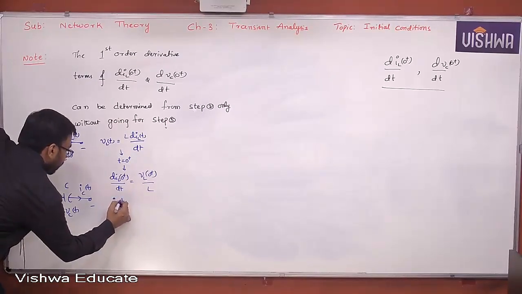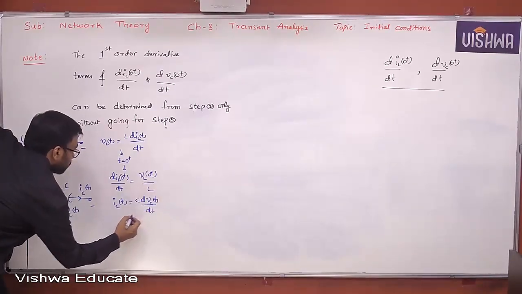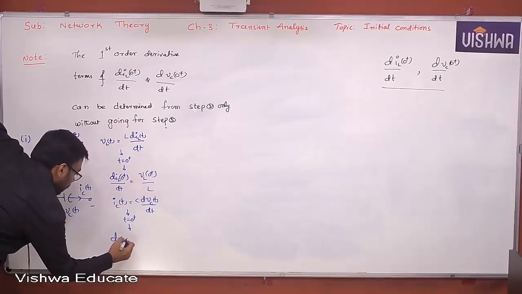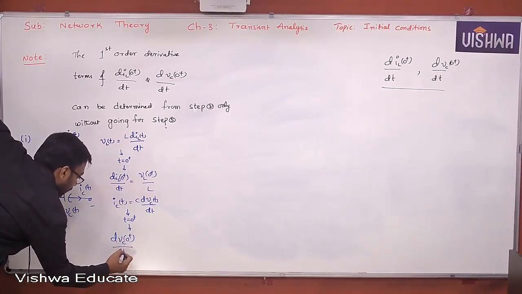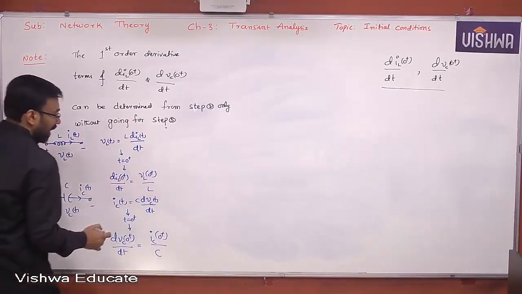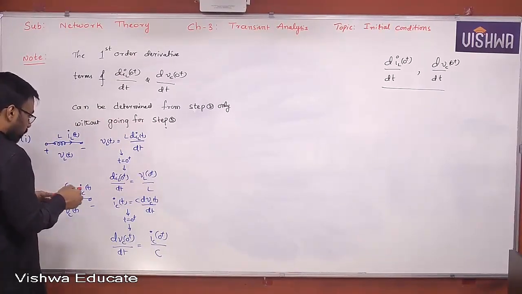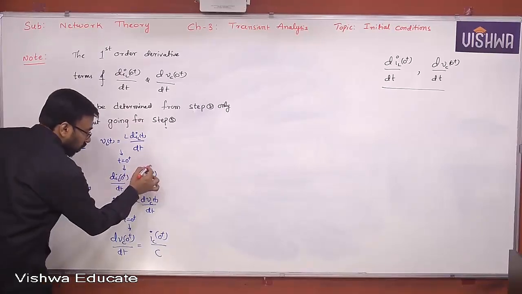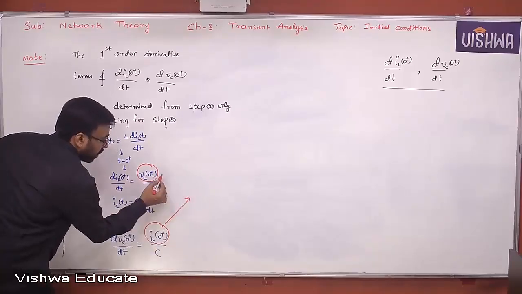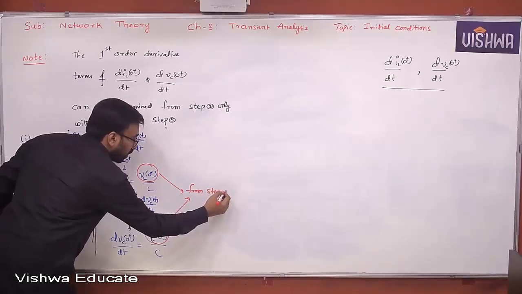Ic of t is equal to C dVc of t by dt. From this, at t equal to 0 plus conditions, you will get dVc of 0 plus by dt will be nothing but Ic of 0 plus by C. So it's very clear from these two expressions that this particular one and this particular one can be determined from step 2. Step 2 only you can determine these two quantities.